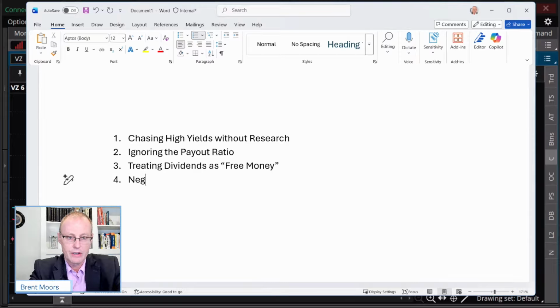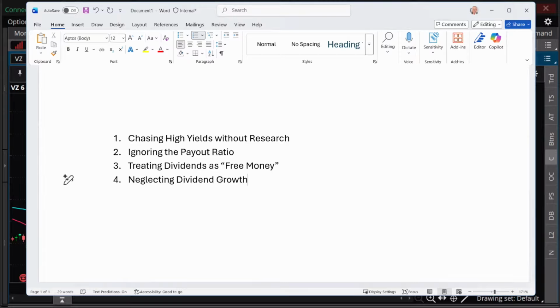Next one, neglecting dividend growth. Very often, traders will take an approach of investing in things like dividend aristocrats. Those are companies that have paid out increasing dividends 25 years in a row. Now, maybe you don't invest in a dividend aristocrat. That's okay. You don't need to. But increasing dividend payments over time is typically a positive sign for a company.